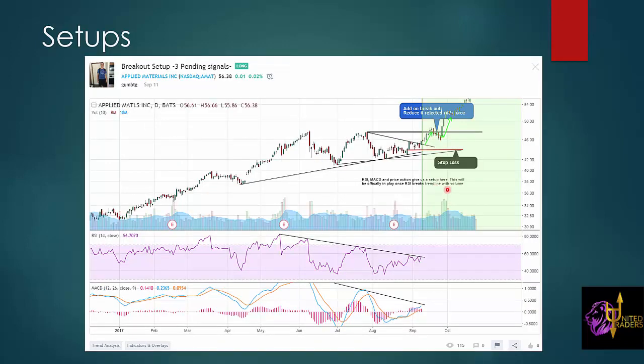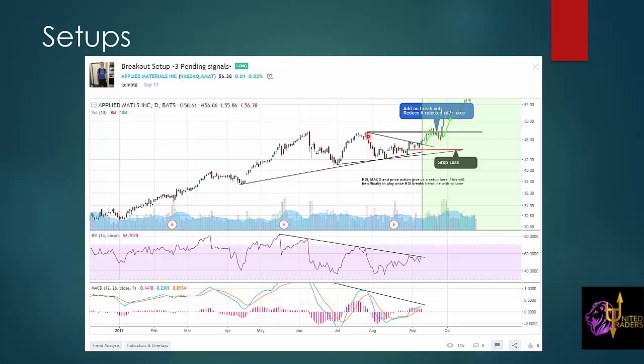Here's another one. Here we actually have a chart formation of a wedge. This is something that we'll discuss here in just a second. Notice how we break this all-time high and we move higher. Notice how we break this wedge right here and we move higher. And this is just an idea of a setup.